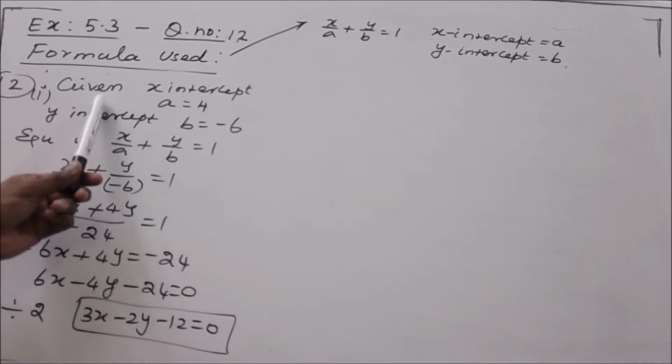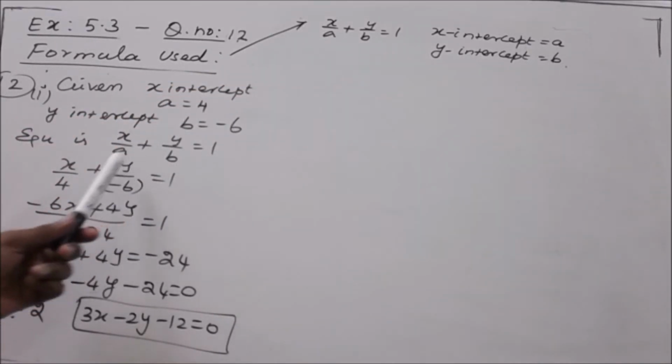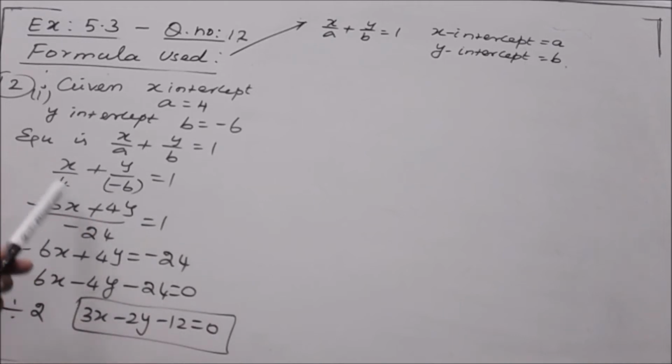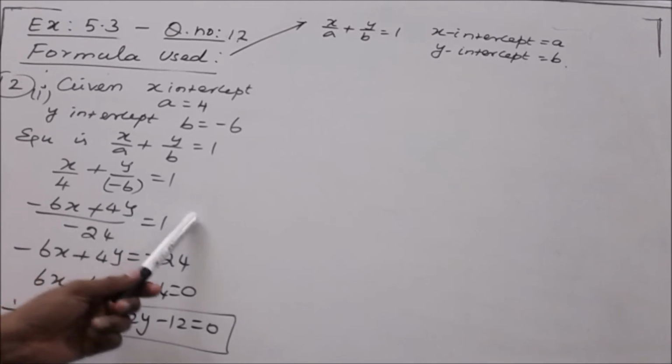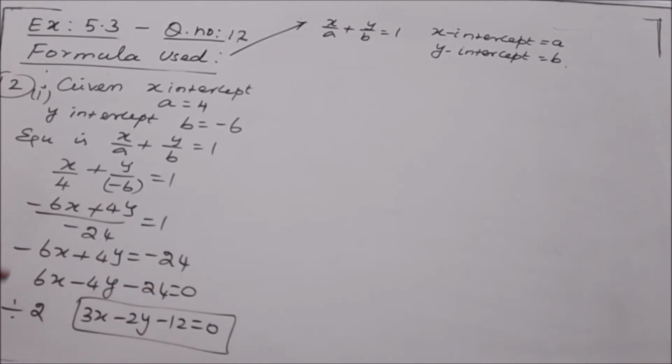Just substitute a and b in the equation, then cross multiply and simplify. (-6x + 4y)/(-24), cross multiply, -24 on the right side, then we have -6x + 4y = -24, and grouping one side, 6x - 4y - 24 = 0. All are divisible by 2, divide and you will get 3x - 2y - 12 = 0.